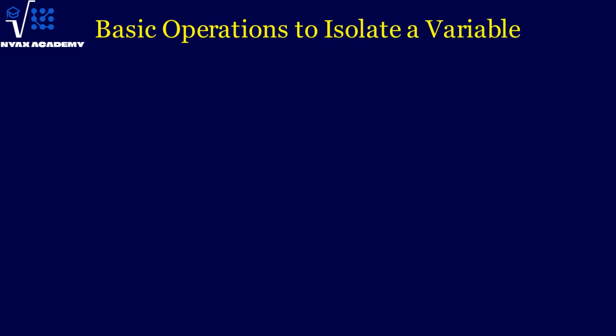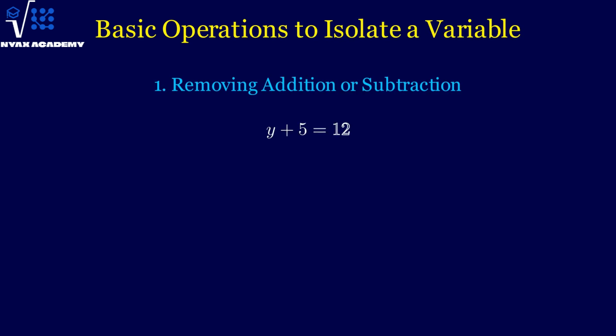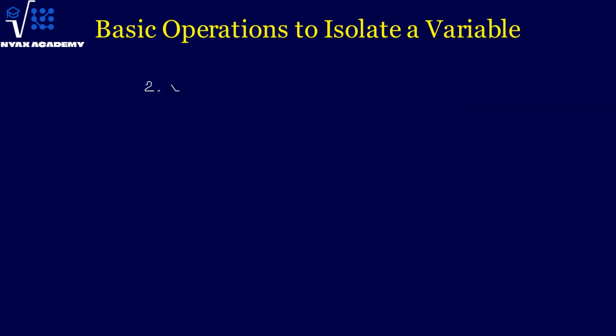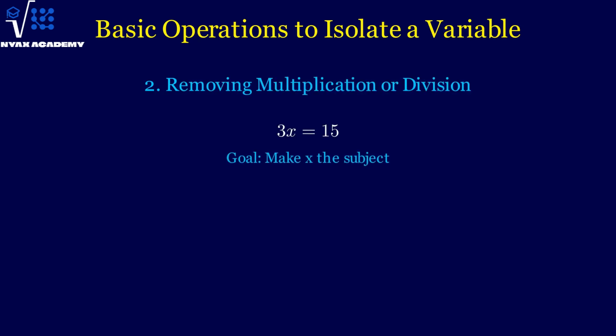Now let's look at the basic operations to isolate a variable. We can remove addition by subtraction. We are given y plus 5 is equal to 12 and we have to make y the subject. We will subtract 5 on both sides of the equation, resulting in y is equal to 7, and we have attained y as the subject. For example 2, we'll be looking at removing multiplication by division. We're given 3x is equal to 15 and we have to make x the subject. We divide both sides by 3, resulting in x is equal to 5.